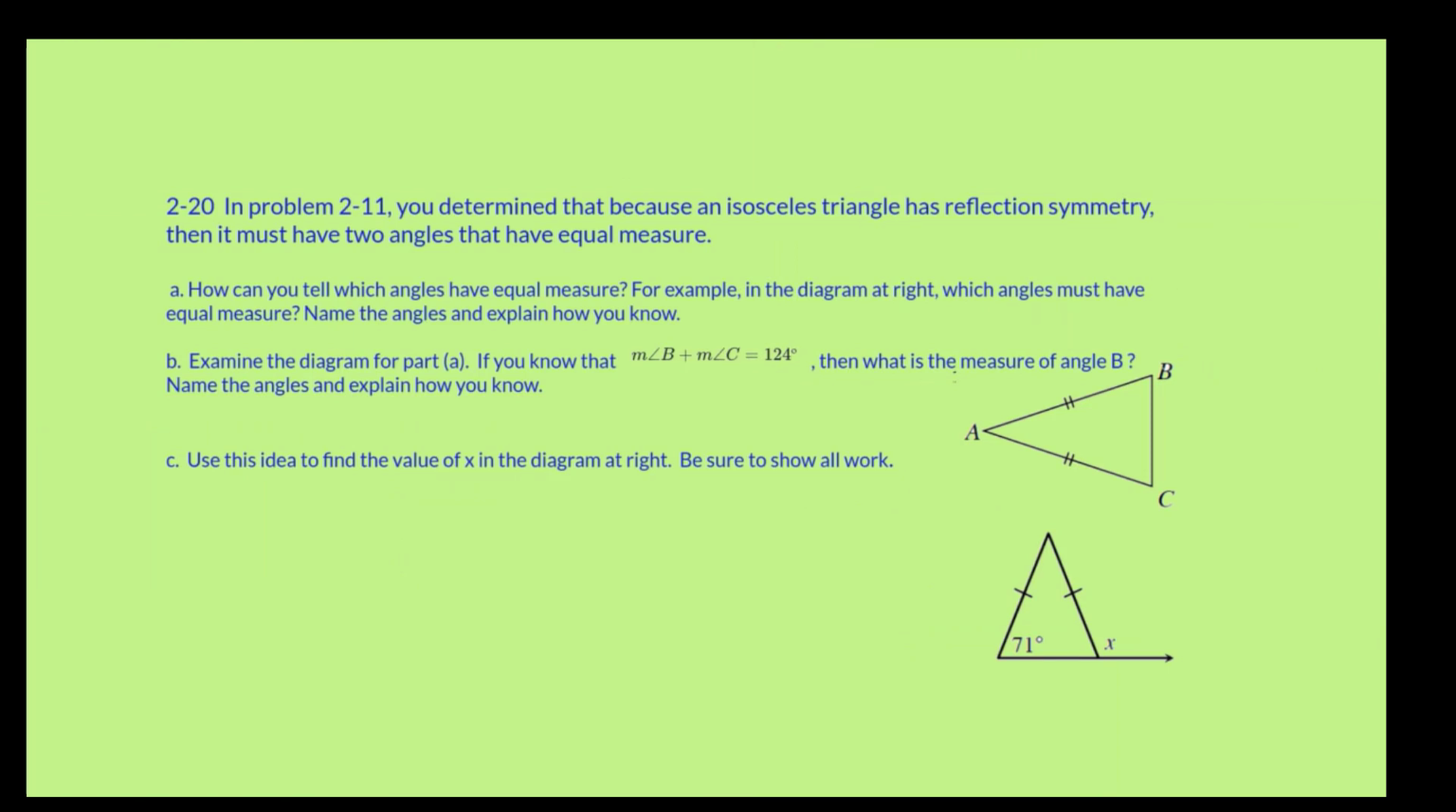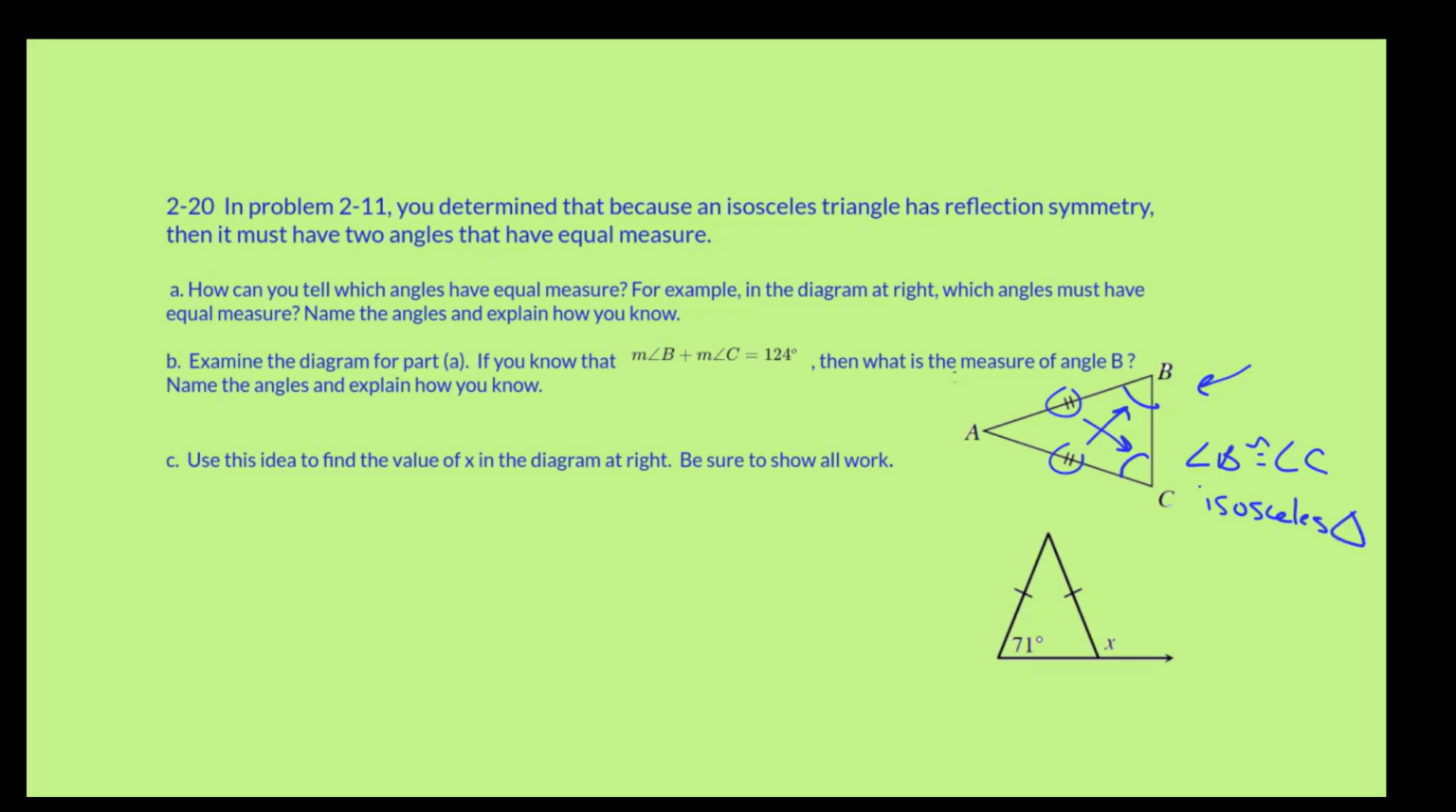Moving on. Okay, so on part A here, it says, how can you tell which angles have equal measures? For example, in the diagram at the right, which is our little isosceles triangle here, which angles must have equal measures, and name the angles and explain how you know. Well, because we have these two sides are congruent, that means the angles opposite those sides are also congruent. Okay, so that means angle B is congruent to angle C, because this is an isosceles triangle.